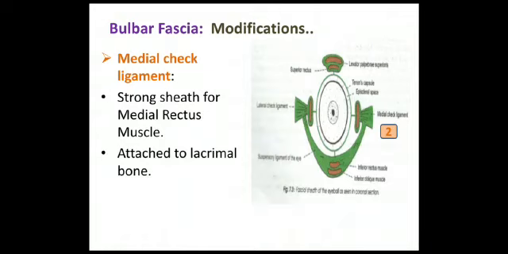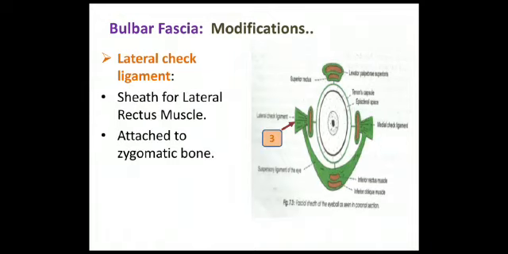It forms a medial check ligament. This is a strong sheath of fascia which ensheaths the medial rectus muscle, and it is also attached to the lacrimal bone. The lateral check ligament is a sheath which surrounds the lateral rectus muscle, and this is attached to the zygomatic bone.